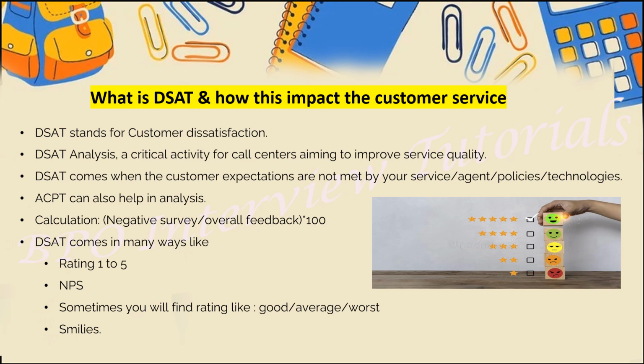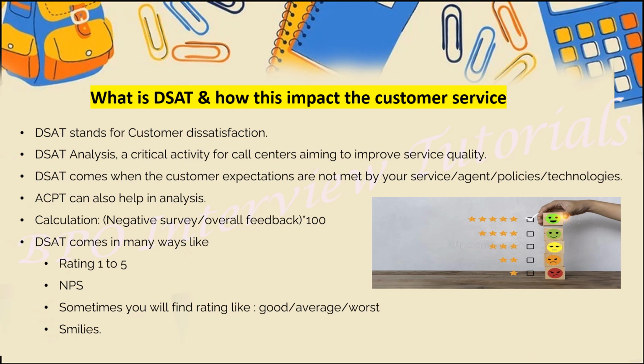How can we calculate the DSAT? The formula is quite simple: the number of negative surveys we have received, divided by the overall surveys, into 100. Example, if I receive 2 negative surveys, and the overall surveys I have received is 10, then my DSAT score will be 20%. In this way you can calculate.